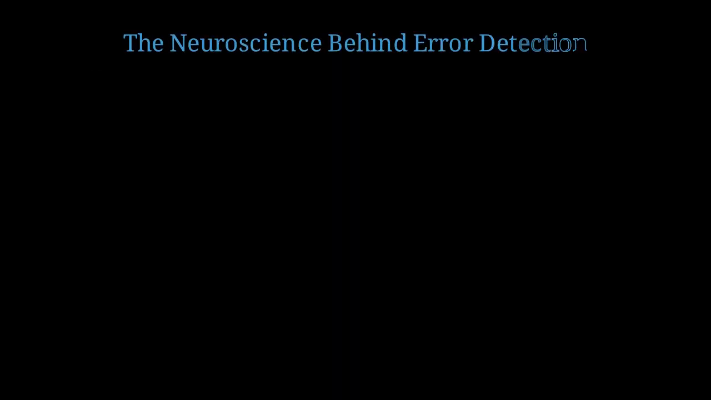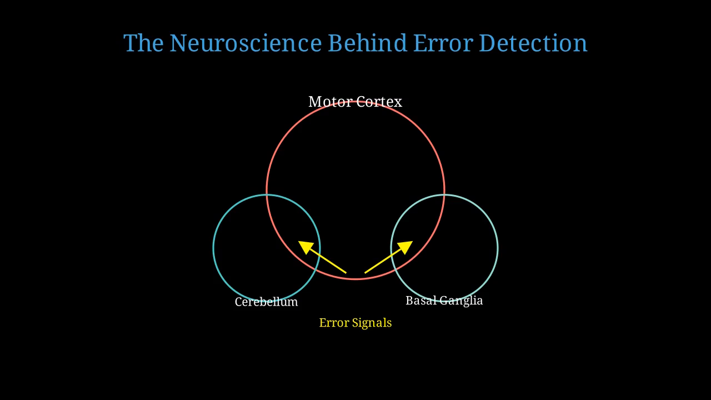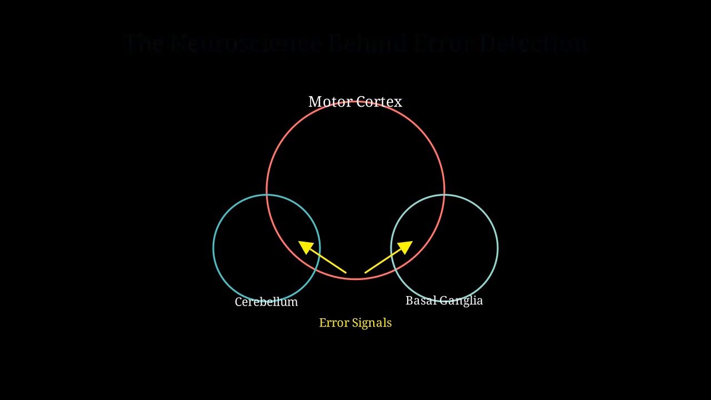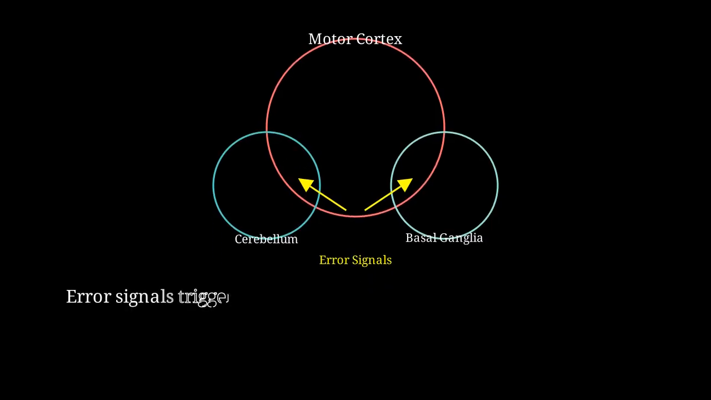Let's dive into the neuroscience. How does the brain actually detect and learn from errors? The motor cortex sends commands to execute movements. The cerebellum and basal ganglia act as comparators, constantly monitoring the difference between intended and actual performance. When an error occurs, these regions generate error signals. These signals are crucial because they trigger synaptic plasticity, the brain's ability to reorganize and strengthen connections.